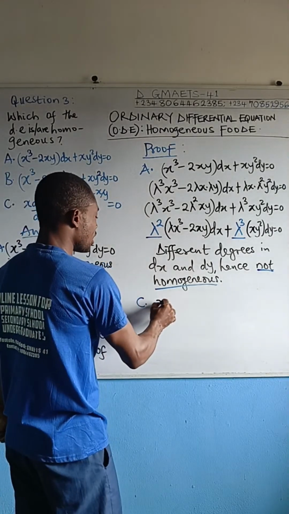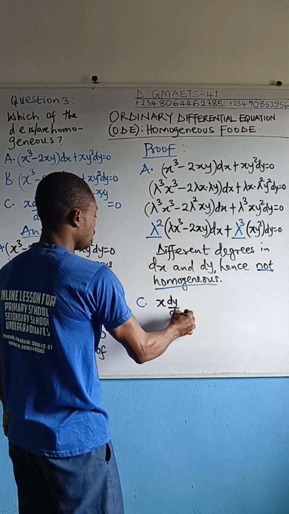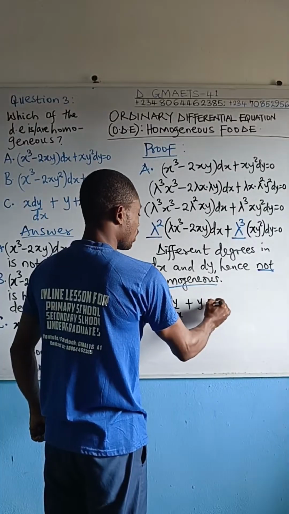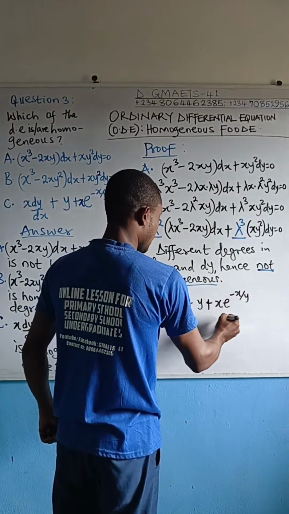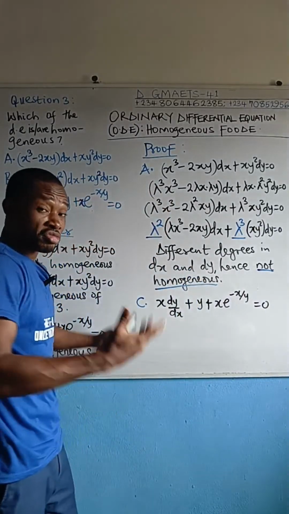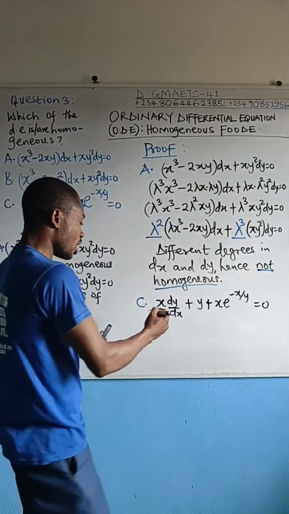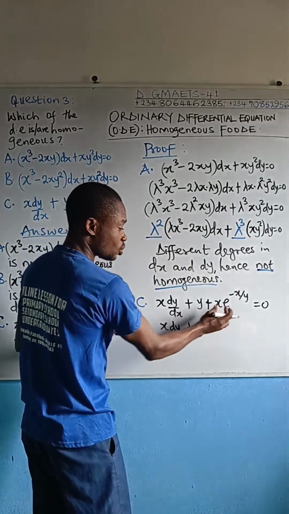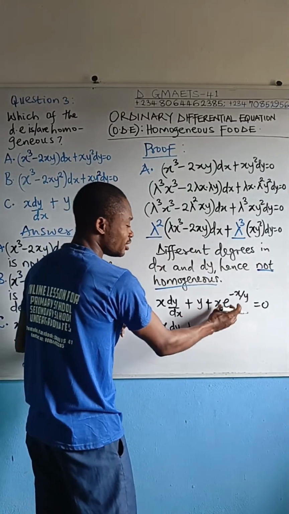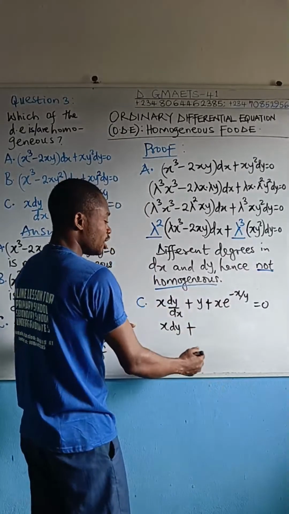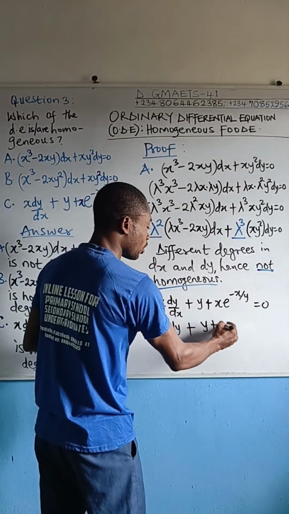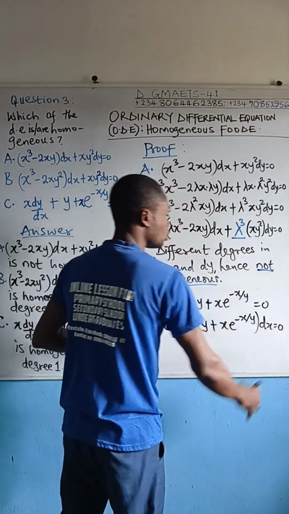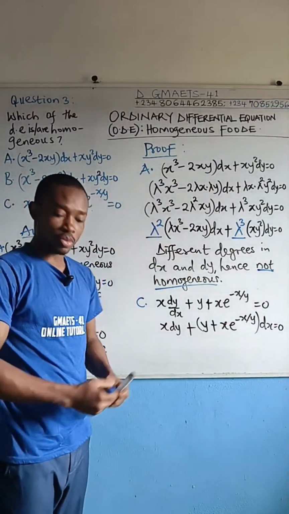So the C part is x dy over dx, and then plus y plus x exponential minus x over y, then equal to 0. Like I said, if you like, you can just clear the fraction. To achieve that, you have x dy, then plus dx will multiply this, dx will also multiply this. So dx is common to y and x exponential minus x over y. So you can pull out the dx and then enclose y plus x exponential minus x over y in bracket, dx equal to 0.